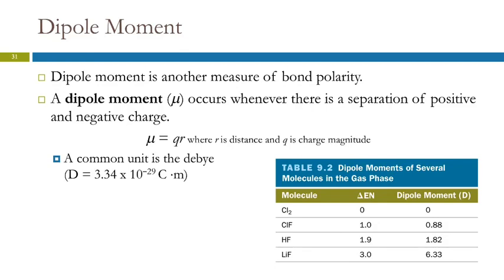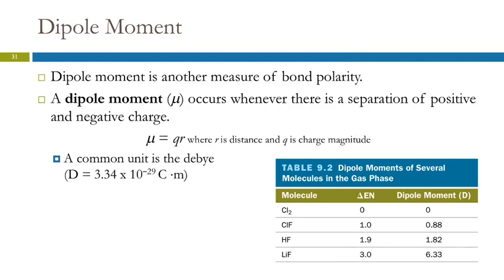So dipole moment is how we can measure bond polarity. We talked about, okay, well, this is more polar or less polar. You can quantitate it. So it's called the dipole moment. It's given the symbol mu. And the dipole moment occurs anytime you have a separation of positive and negative charge. So in a polar bond, you have a separation of positive and negative charge. So the dipole moment is equal to Q, the charge magnitude, times the distance r.